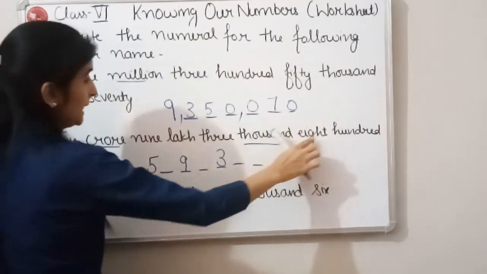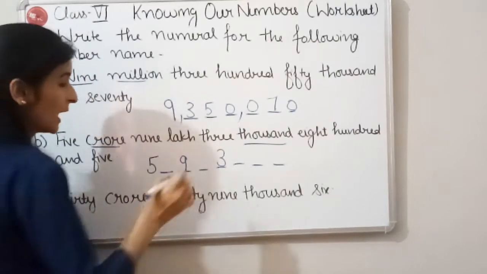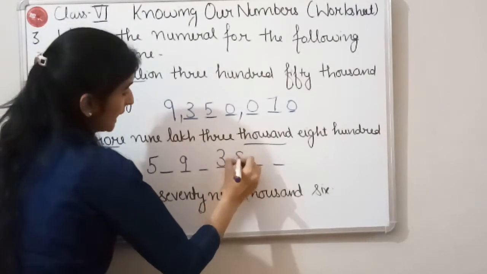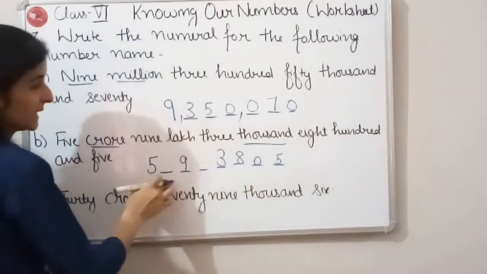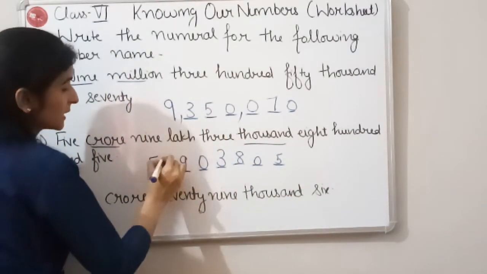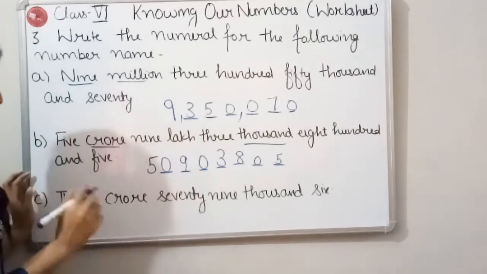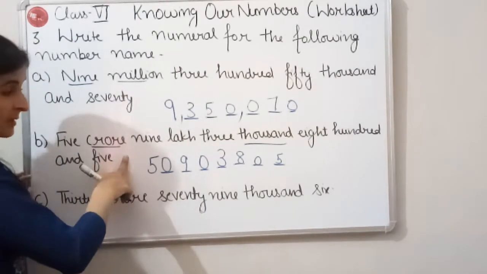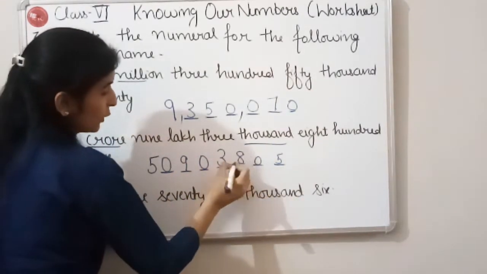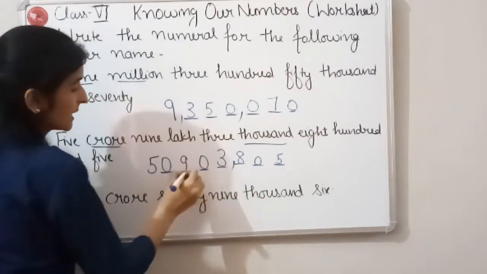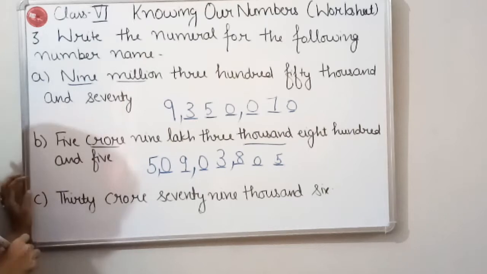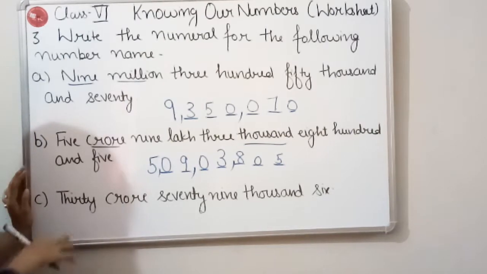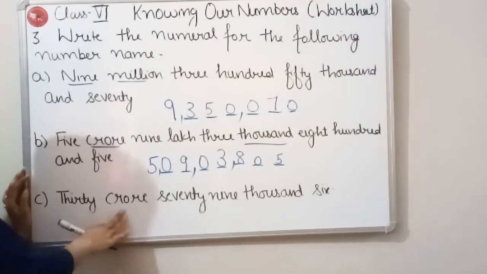Then 805. How do we write 805? 805. And the remaining space we are going to fill with zeros. And it is an Indian number system. So firstly we will put a comma after leaving 3 places, then after leaving 2 places. Fine. Now C part. 30 crore.